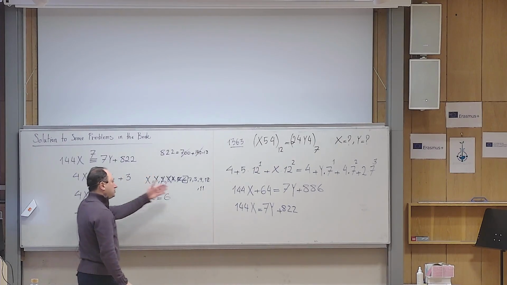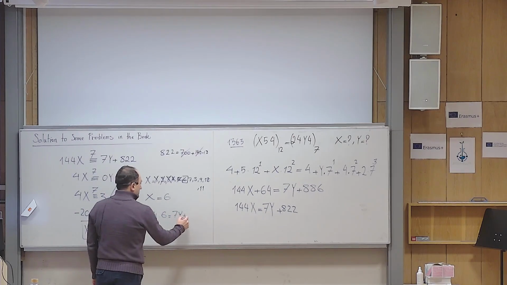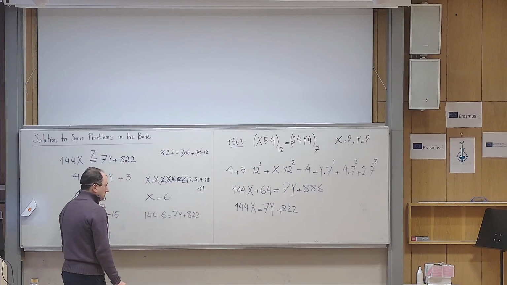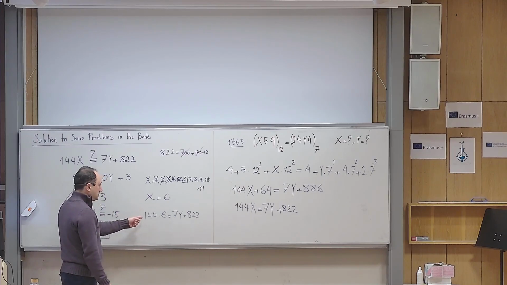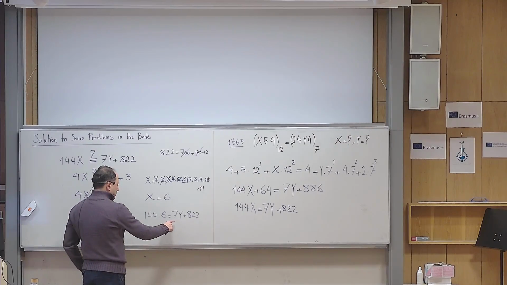Okay? But when you put this back there, it becomes 144 times 6 equals 7y plus 822. So I hope that everything is divisible by 7. If that is not the case, we are in trouble. No, this is not divisible, but that doesn't matter. No, it matters. Now I want to find y. If x is 6 and I put it back there, it becomes 42. Yes, this 100, yes, it is divisible.